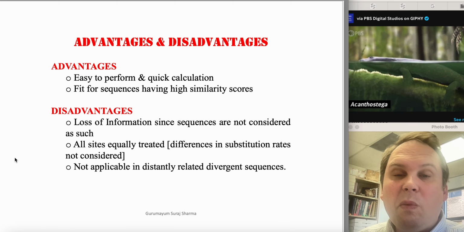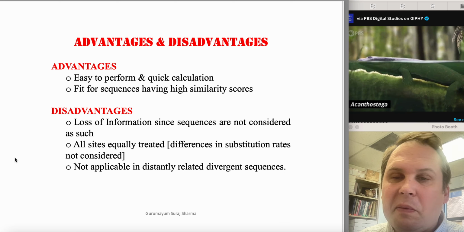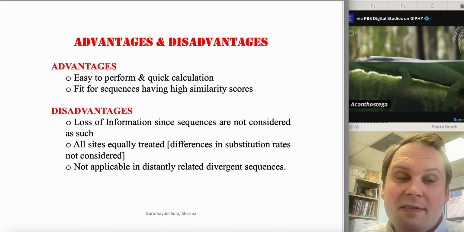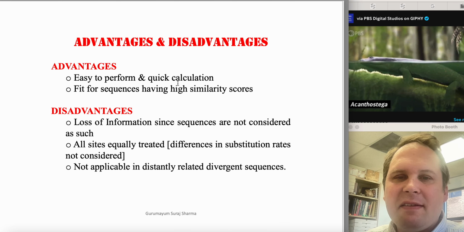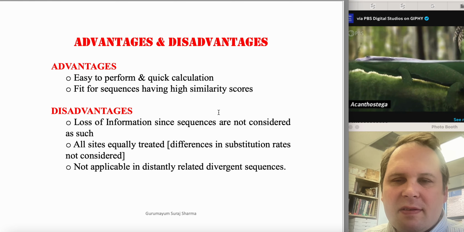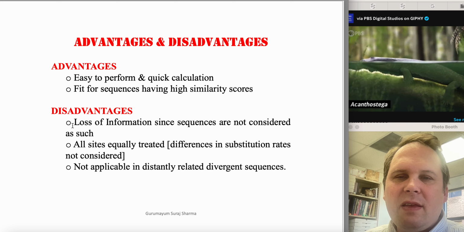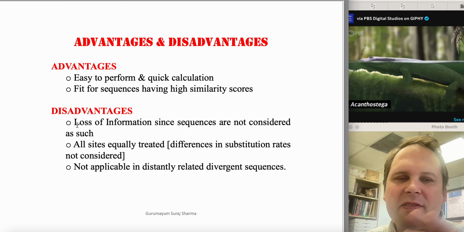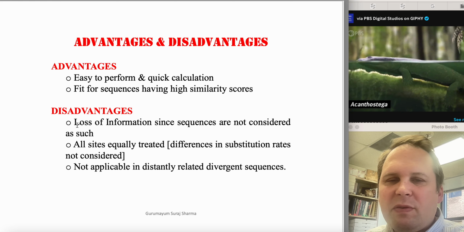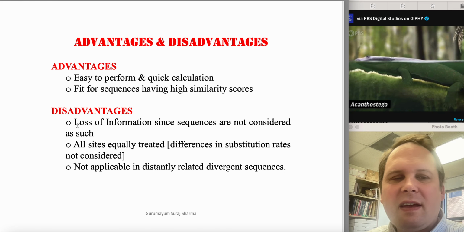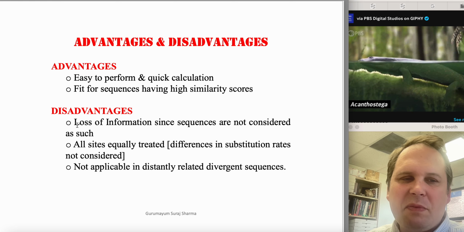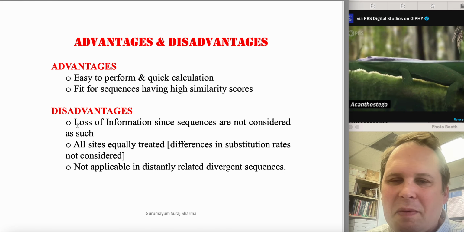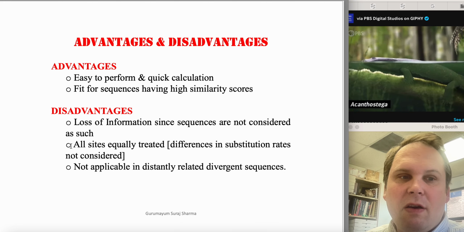So, why might we want to do a minimum evolution tree? Well, they're easy. You can do them online, which helps very quickly. They work well for sequences that have high similarity scores. So you're not considering sequences as sequences per se, you're just looking at the distance between them. So you're potentially losing a little bit of information because we're doing this mathematically instead of with real nucleotides, if I remember correctly. And we're treating all sites equally.